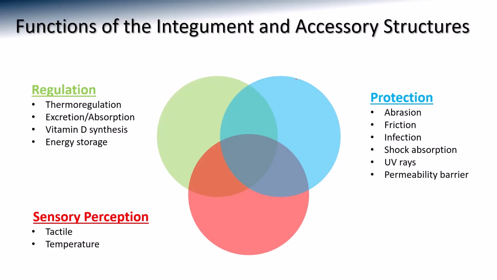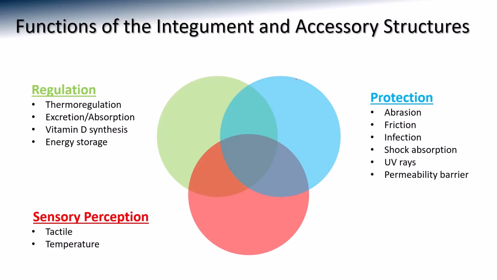So it is really heavily involved in regulation activities. So thermoregulation is the big one. It acts as an insulator for our deeper structures. So that means both preventing heat loss and preventing overheating. Okay, so it keeps our temperature in a stable range.